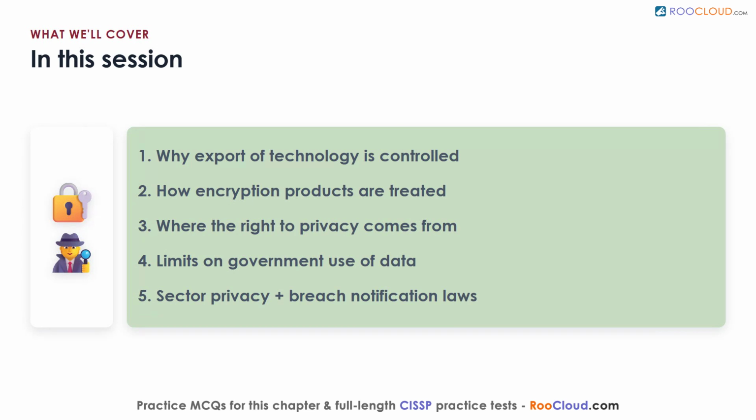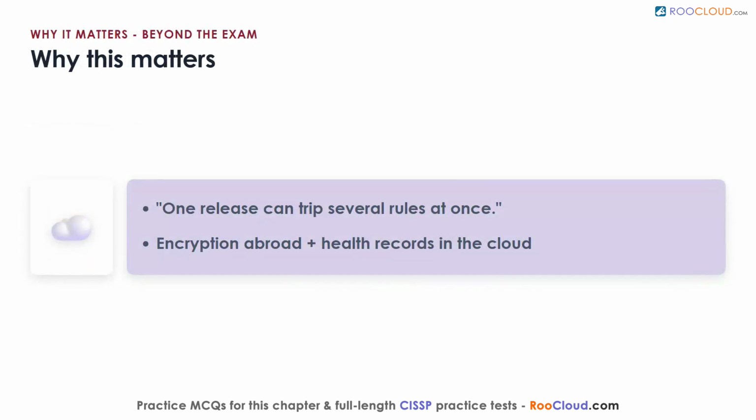We'll answer several questions. Why does the government control the export of technology? How are encryption products treated? Where does the right to privacy come from? What limits how the government handles your data? And which sector-specific privacy laws matter most? Why does this matter beyond the exam?